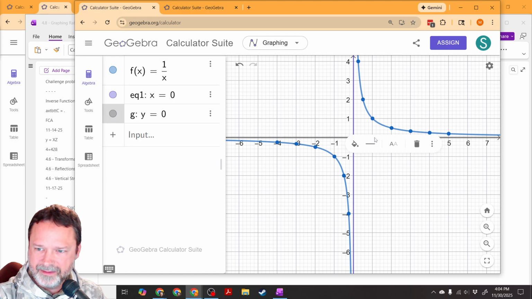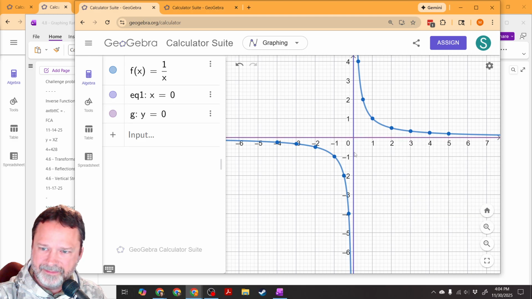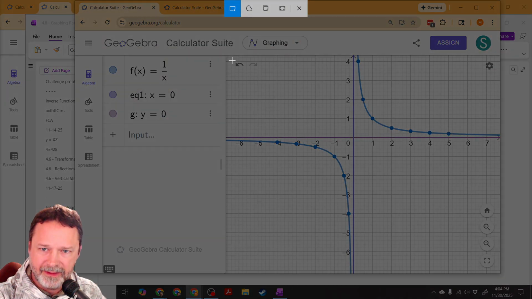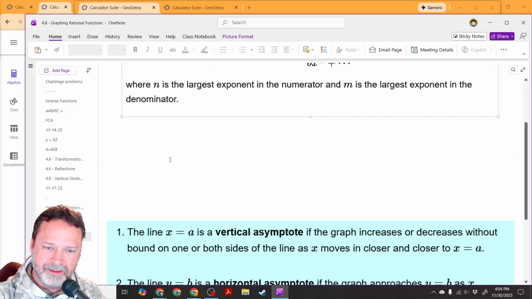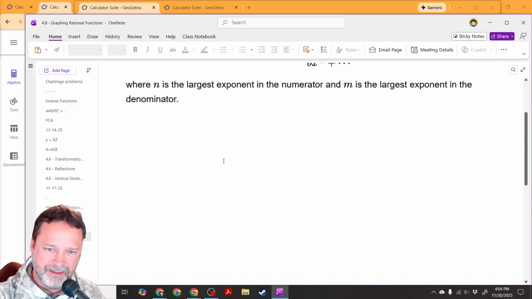Let's get you a better color. There we go. So we can see that's kind of happening here. Anyway, so we call those lines asymptotes. And so that's the last thing I want to talk about when we're looking at these here, is that, hey, we got these asymptotes happening.